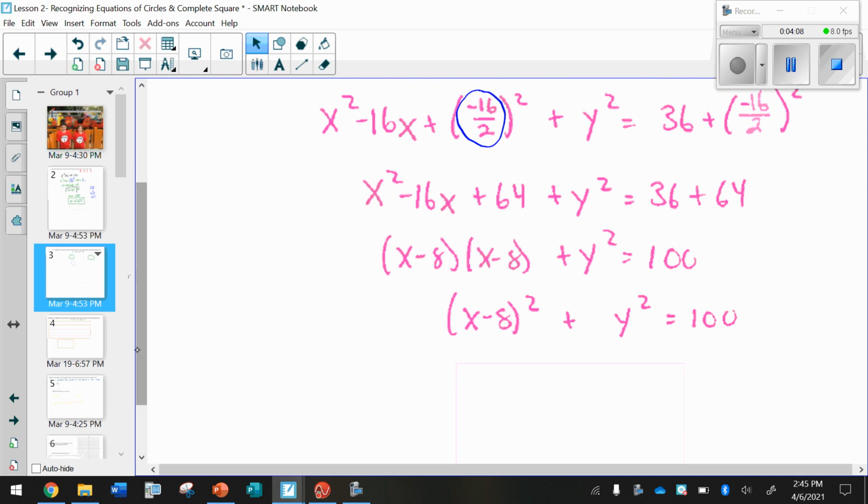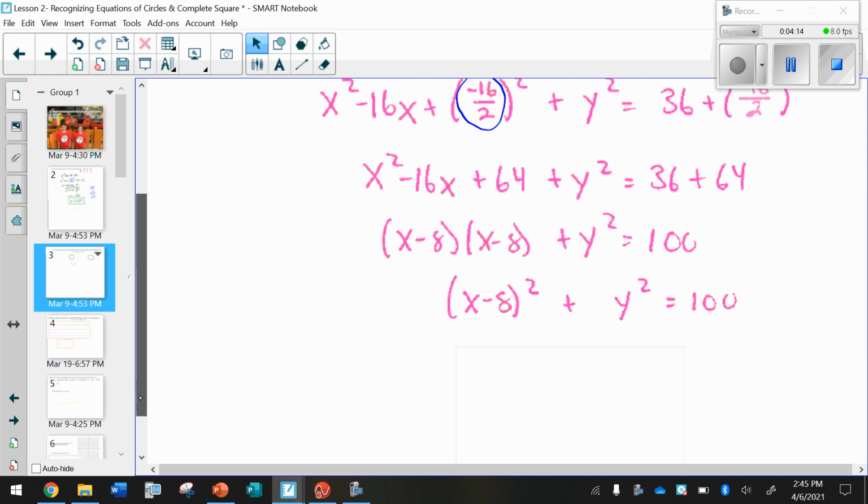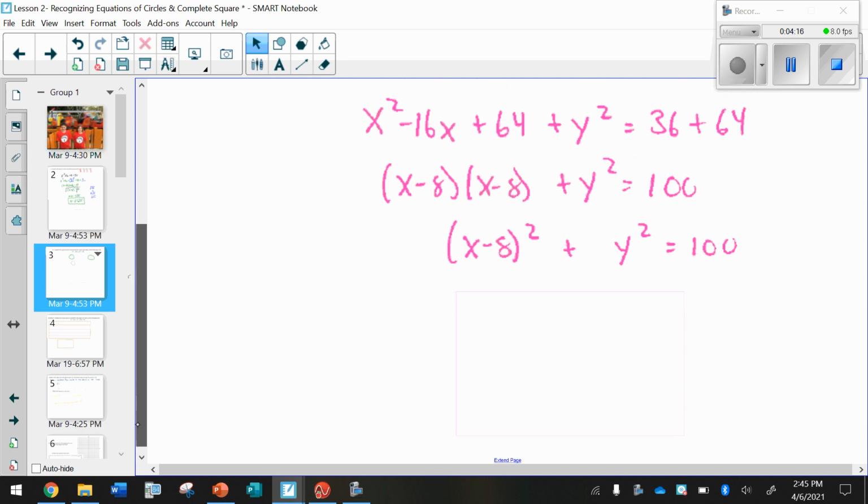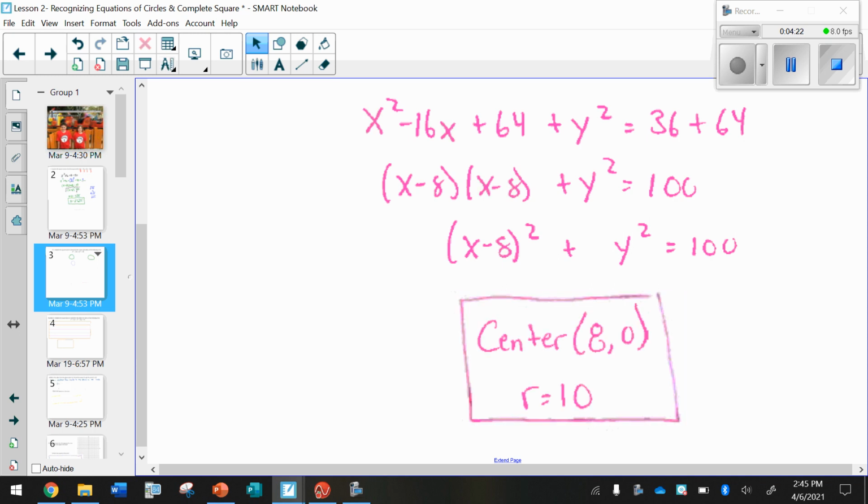So now I can pick up my center point. Remember that the coordinates for our center point are the opposite sign as what we see in the equation. So when we see x minus 8 squared, that means our center point would have an x coordinate of positive 8. Since there's nothing with the y, that means our y coordinate is 0. And then the square root of 100 is our radius of 10. So why don't you go ahead, pause the video, try question number 3. Come back when you got the result, and we'll see how you did.